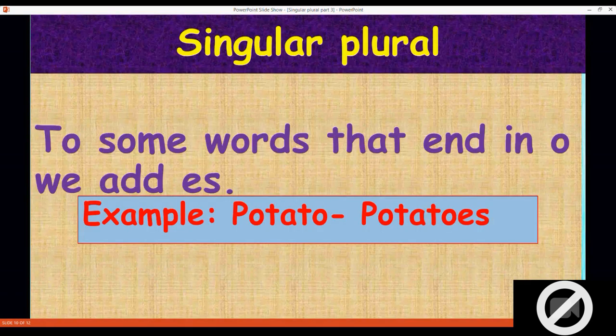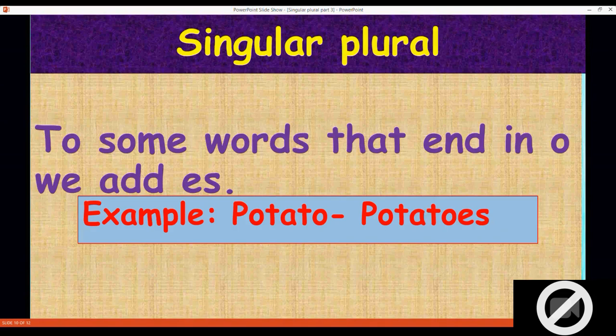See, children, I told you for most of the words that end in O, we add S. But some words that end in O, we add ES. So remember, for most of the words that end in O, we just add S. It is so simple. But some words that end in O, we add ES. Example, potato. The last letter is O. So we will add ES to make it a plural. Potatoes.